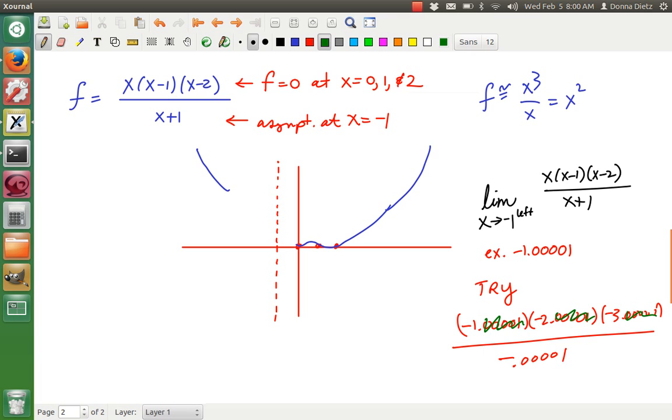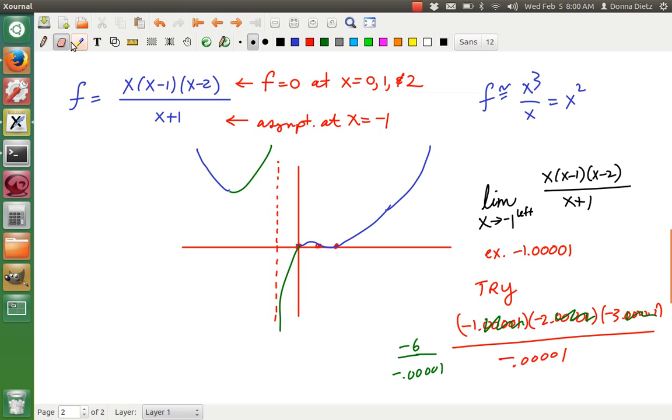Okay, so the important thing to realize is none of these zeros are going to matter, really, because this is 3 times 2 times 1, but they're all negative, right? So that's going to be like negative 6 over negative, this is the thing we call h in calculus. So it's going to be a big number, and it's going to be positive, so this wing goes up, that must mean this wing goes down.